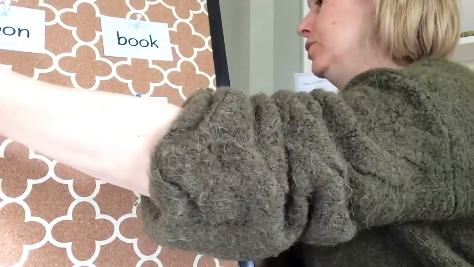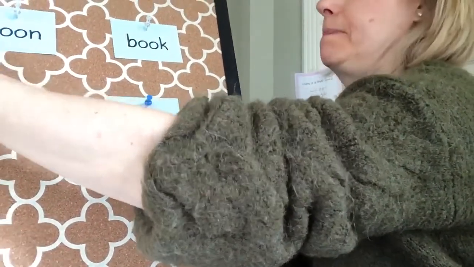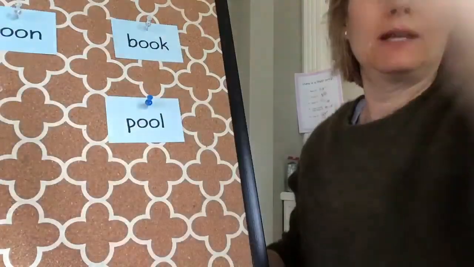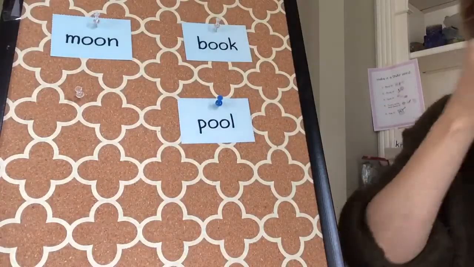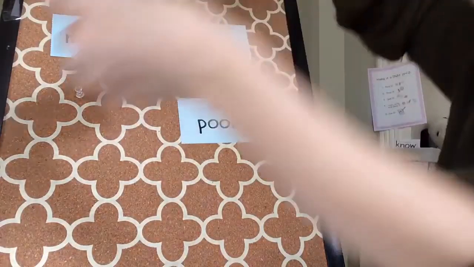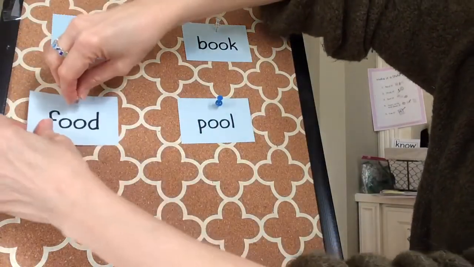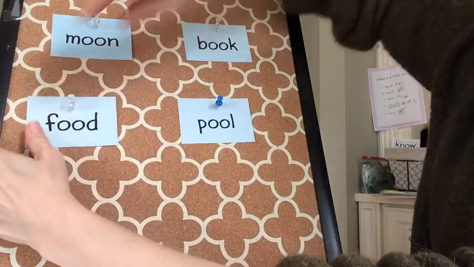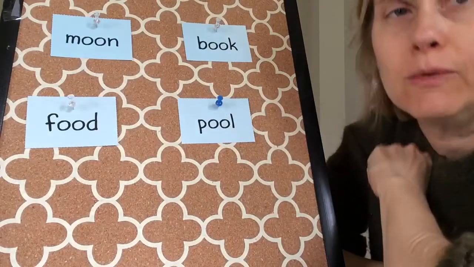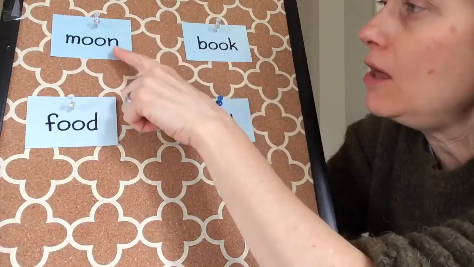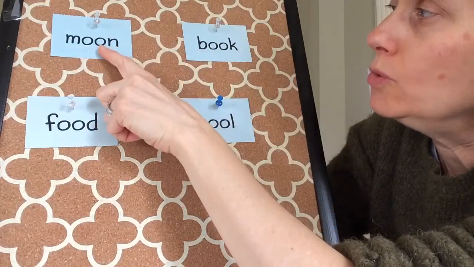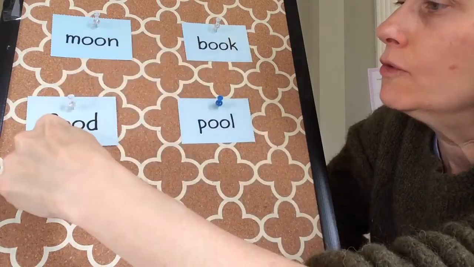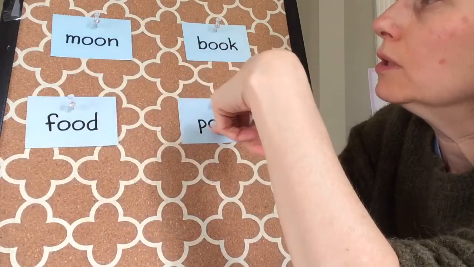Oops, oh no, crash. Sorry guys, not the best setup here. I need you to be able to see that better. There we go. And let's put food. So we've got 4 words here. Which one of these is not like the other one? Which one of these does not belong? We've got moon, book, food, and pool.